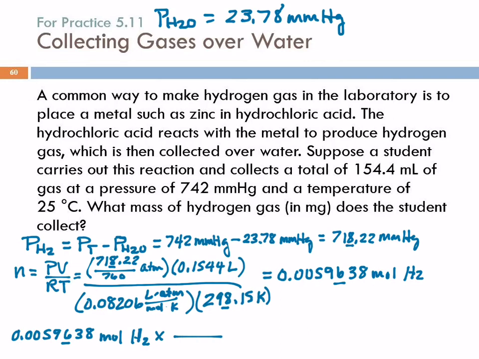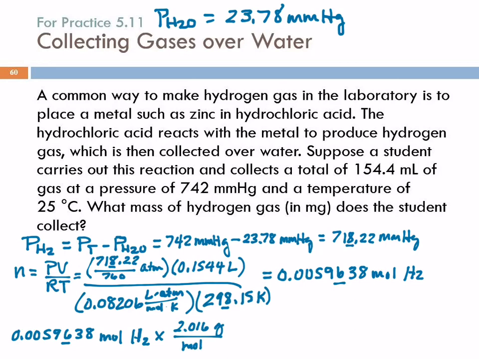What's the molar mass of hydrogen? 4? 2. Because it's hydrogen, not helium. So 2, because it's 2 times 1.008, right? You guys are not awake, are you? It's okay. 2.016 grams per mole. That's going to give me grams.